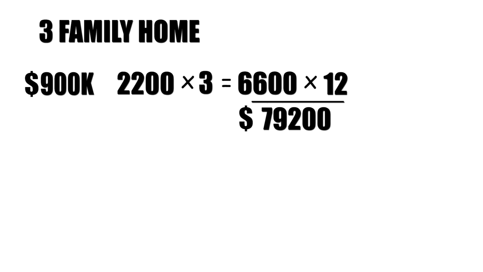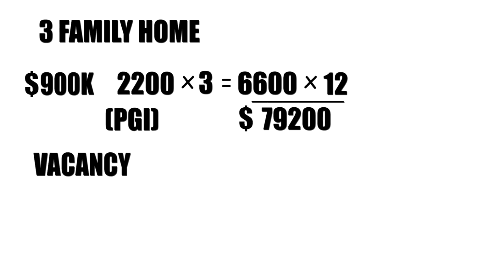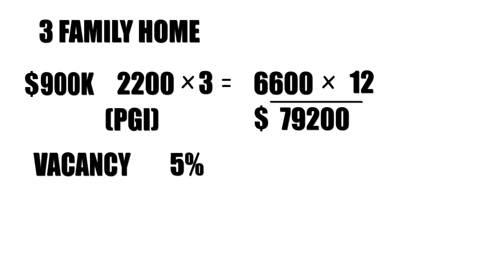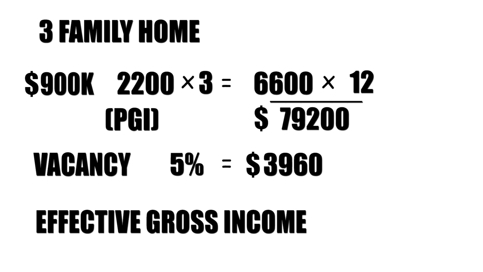But keep in mind, this is PGI, potential gross income, right? You're going to have vacancy. You're not going to have all 3 units rented for 12 months out of the year. You might one year or two, but there's definitely going to be vacancy along the way. So we always like to use a 5% vacancy of the PGI. If I take 5% off the $79,200, that gives me $3,960. That gives you the effective gross income, so now you're at $75,240.